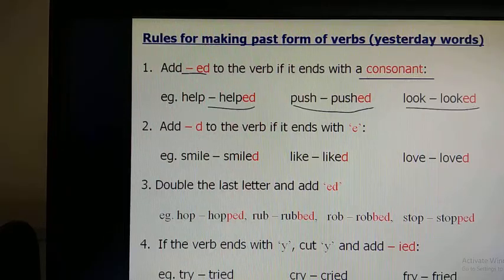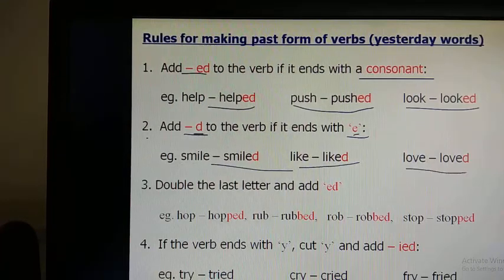Look, looked. Number 2. Add just d to the verb if it ends with e. If the verb ends with e, then add just d. Example: smile, smiled, like, liked, love, loved.